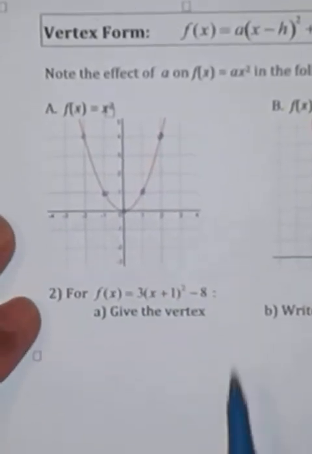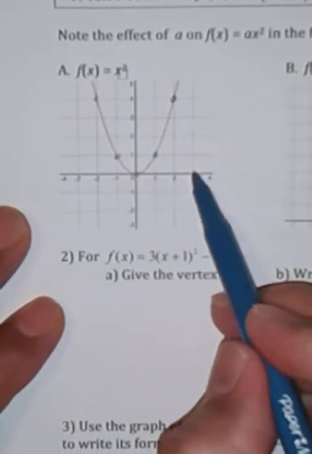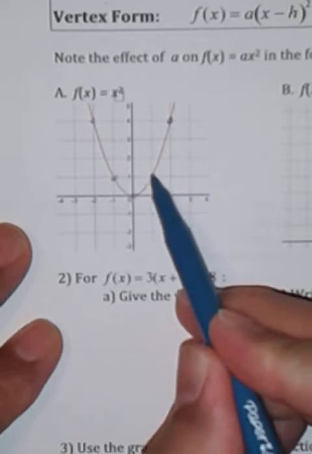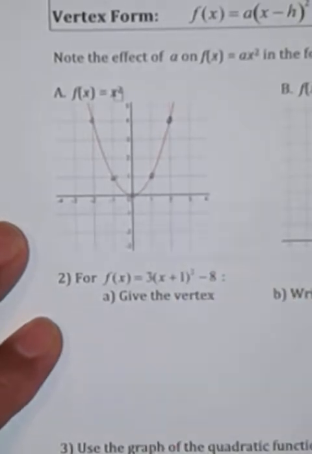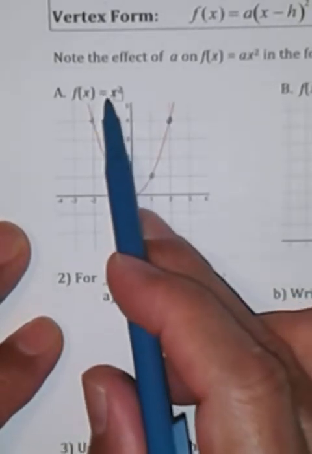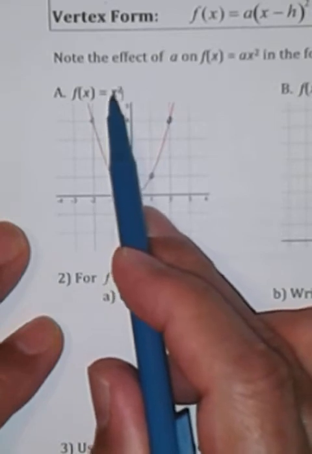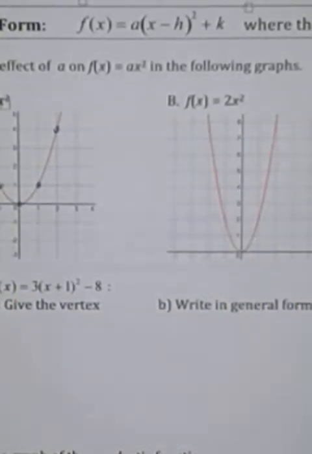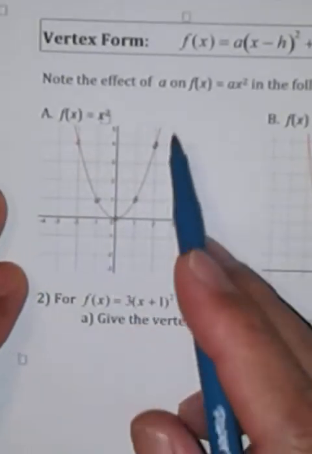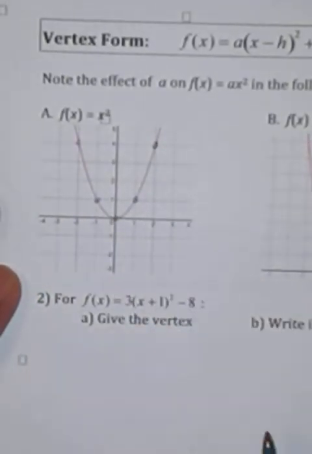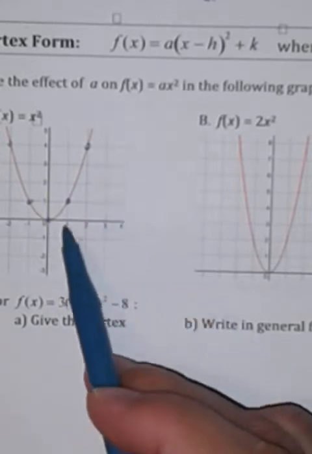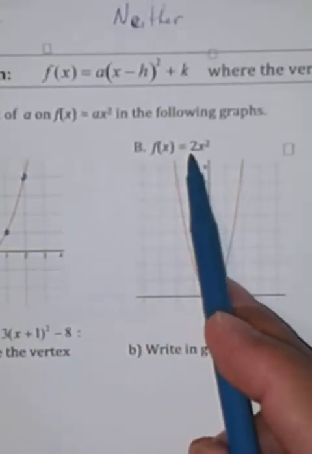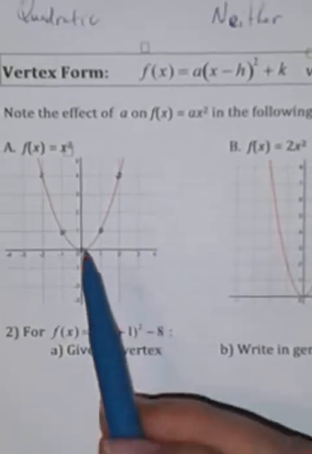Now, how do I know that? Well, because when I square 3, I get 9. When I square 2, I get 4. When I square 1, I get 1. That's how I know. All right, so that's when a equals 1. What happens when a equals 2? Well, the y value gets doubled. So instead of going 3, 9, we're going to go 3, 18 if a equals 2.